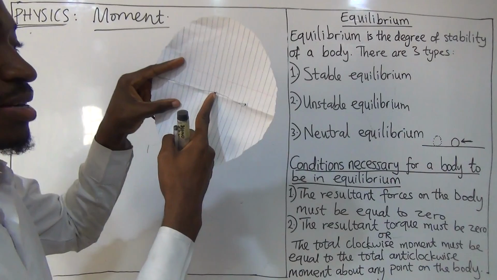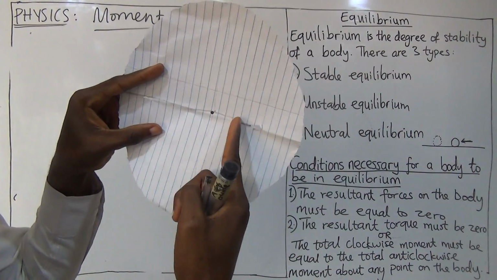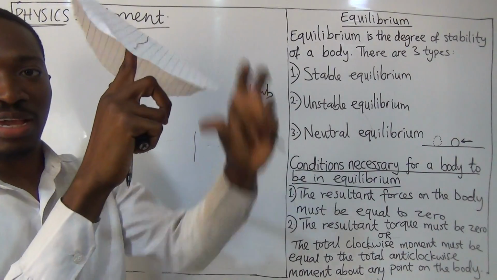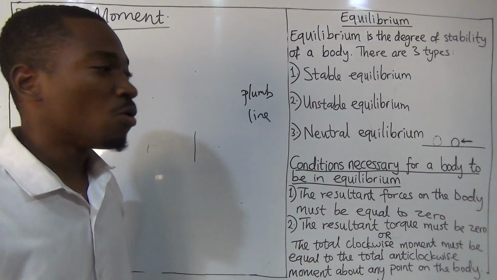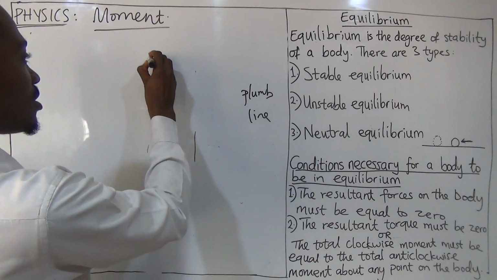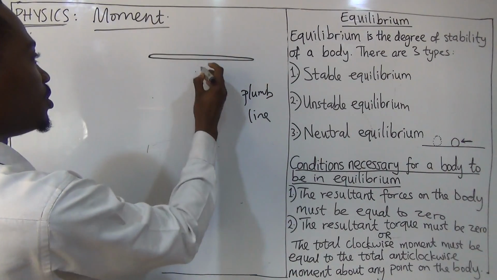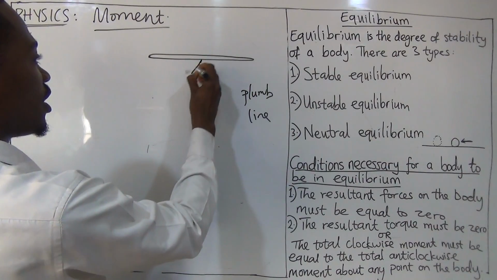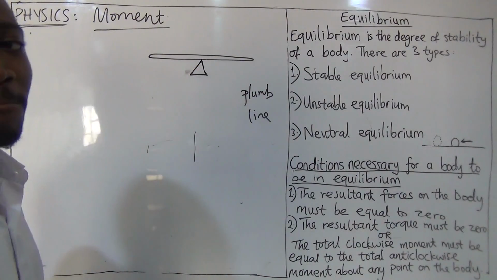But if I shift my hand away from the center of gravity and hold it there, once I remove my hand from the other side, the object will fall. Why? Because there's a resultant moment. This is a circular object, and this is the center of gravity. Once I place the knife edge here, the object stays balanced.